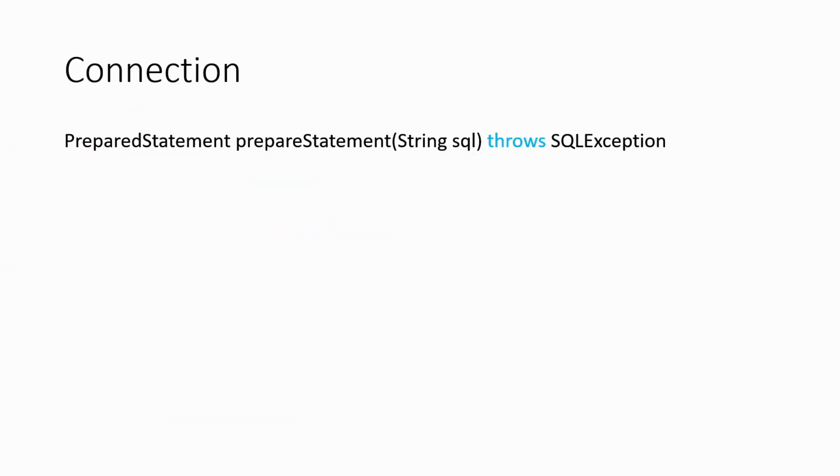Next, Connection. Connection sends commands to a database, and in the Connection interface there is a method prepareStatement which takes a SQL query and provides an instance of PreparedStatement. So the implementation of the Connection class provides an object of PreparedStatement. So let's see that.